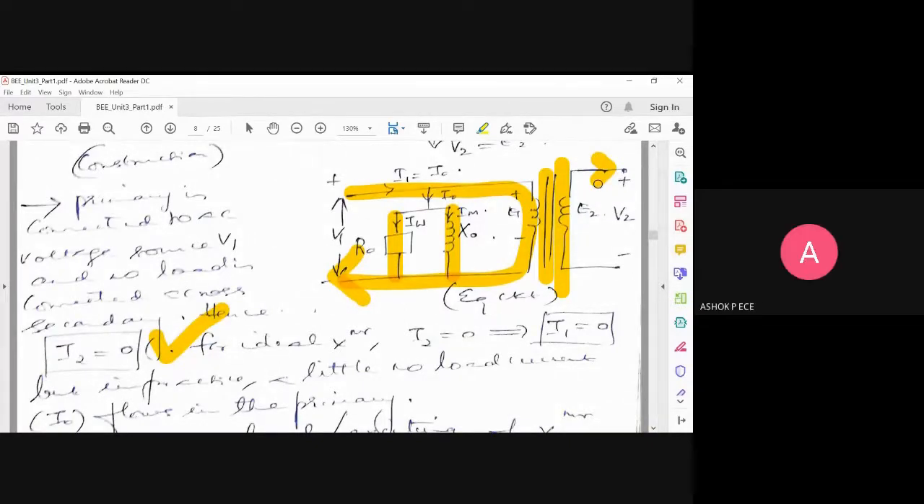Okay, sir. Naturally, as you said, you are correct. The induced voltage will obviously be there. But since the voltage has no closed path to constitute a current, there will be no current actually. But voltage will surely be there. You can definitely measure E2 and V2 when the secondary is open in a transformer.